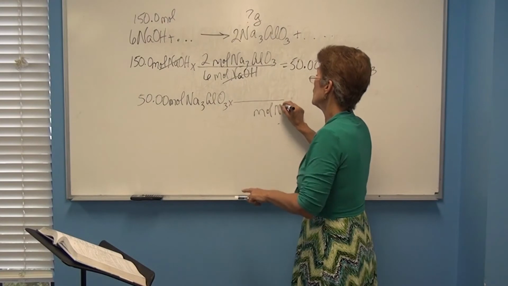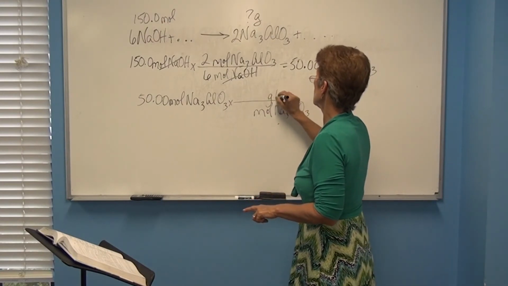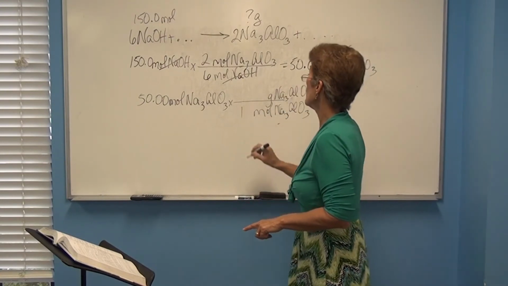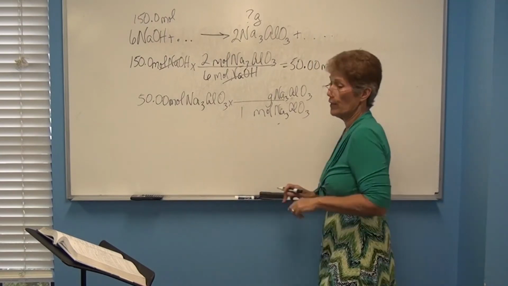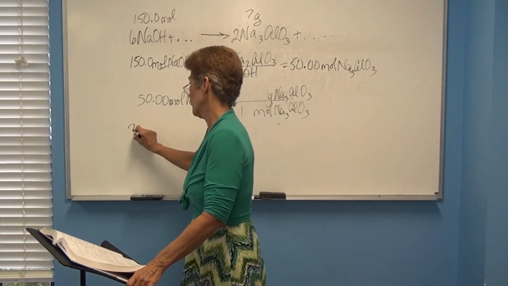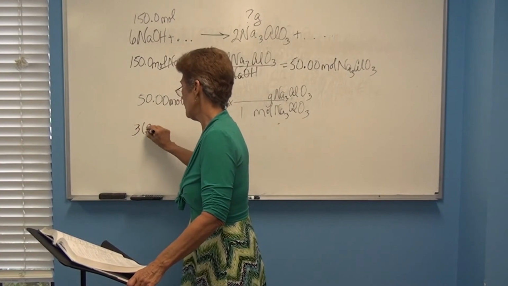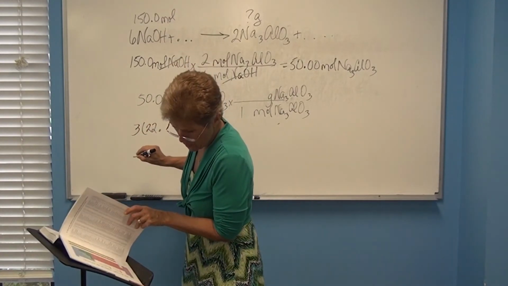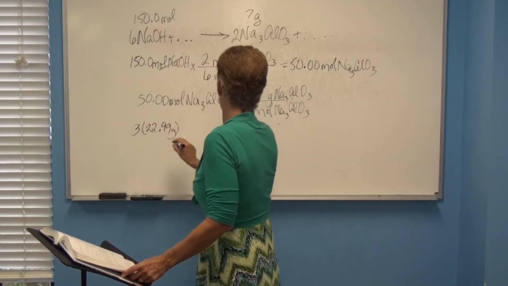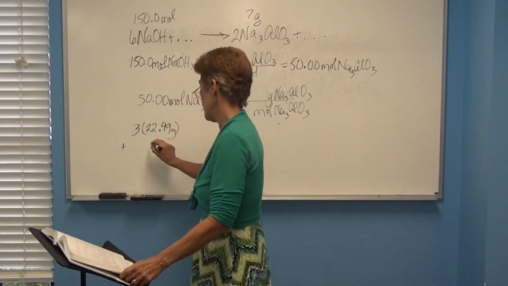Okay, we have moles of this product to the grams of this product. We know that in 1 mole, now we're going to look up sodium. And sodium is going to be 3 times 22.99, plus aluminum, which is 26.98.